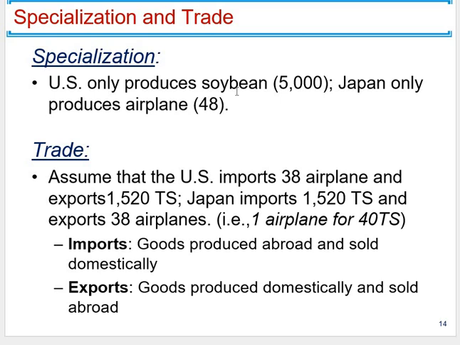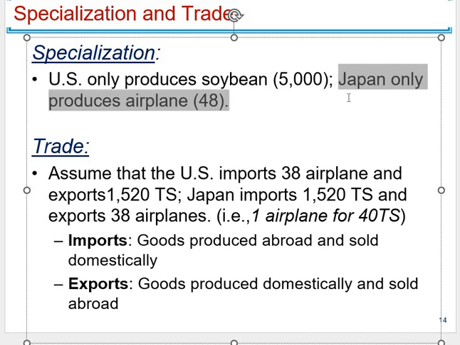which brings us to the case when Japan uses up all its workers to produce airplanes and gets 48 airplanes. At the same time, the US would let all its workers grow soybeans. In that case, the US will produce 5,000 tons of soybeans for the whole world. So that is called specialization, where each country only focuses on what it's best at.